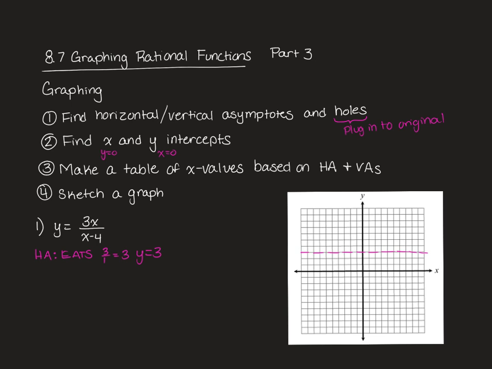For a vertical asymptote, that's the factors in the denominator that do not cancel. So looking at this, we can't factor anything. Nothing cancels, so we set x minus 4 equal to 0 and solve for x. So x equals 4, that is your vertical asymptote. So I'm going to draw that on the graph here.